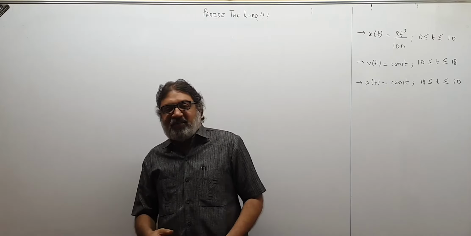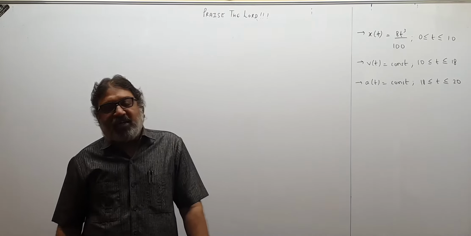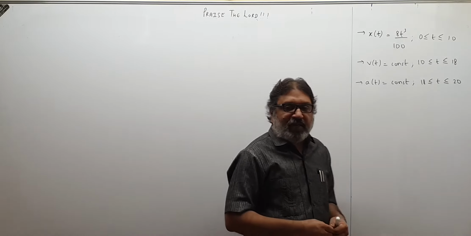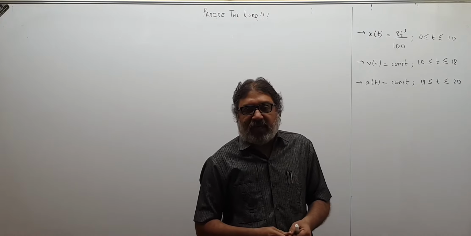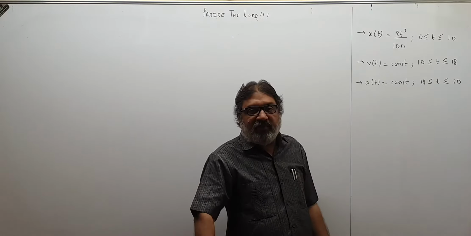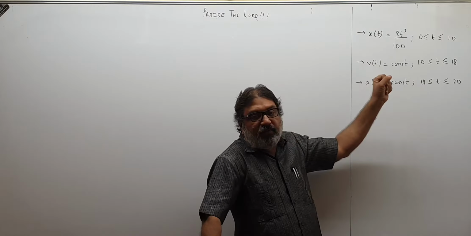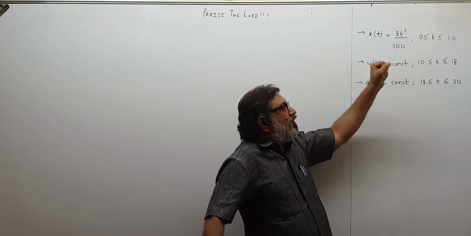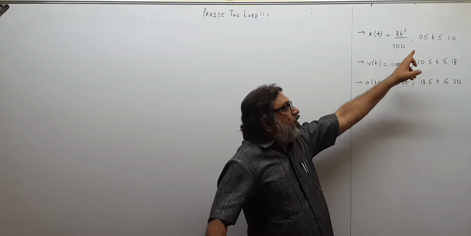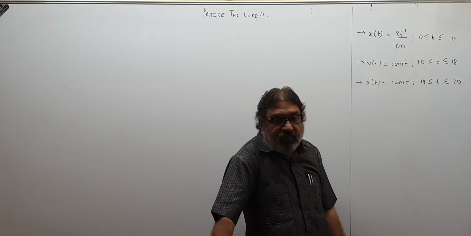Now we will take up an example to understand how to draw the graphs of position versus time, velocity versus time and acceleration versus time for a given problem. Now see children, when a problem is given to you that the position of a particle with respect to time is given by this equation for time between 0 to 10 seconds.